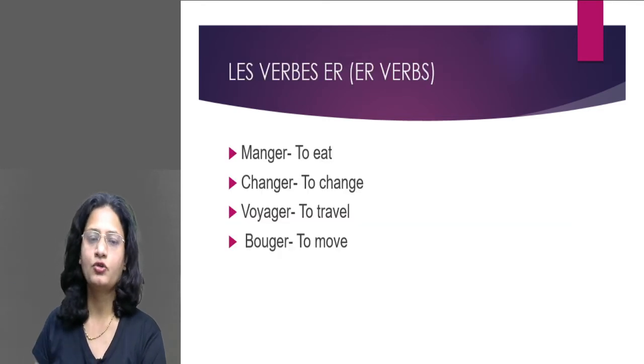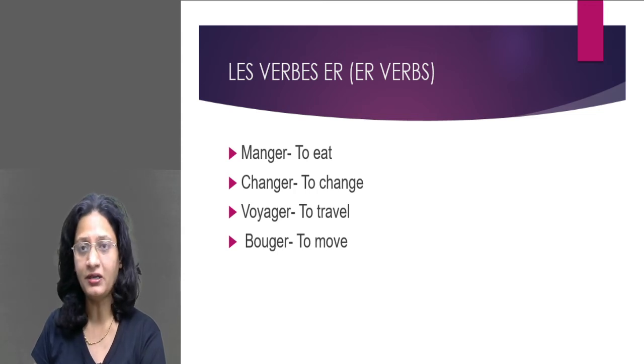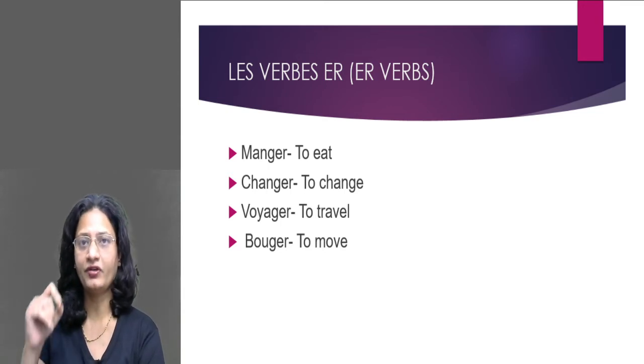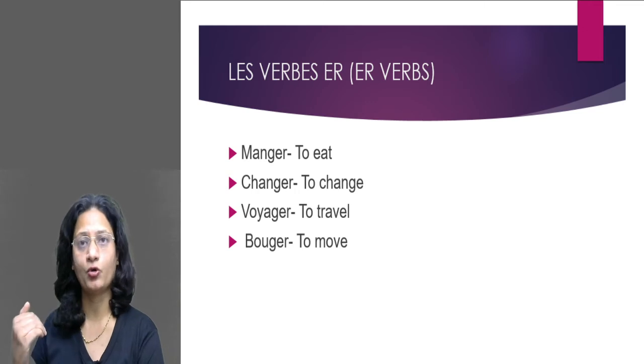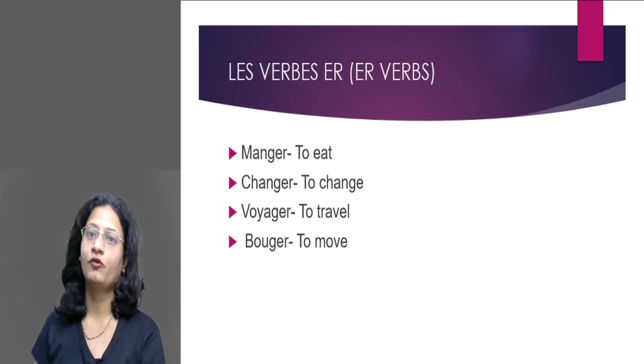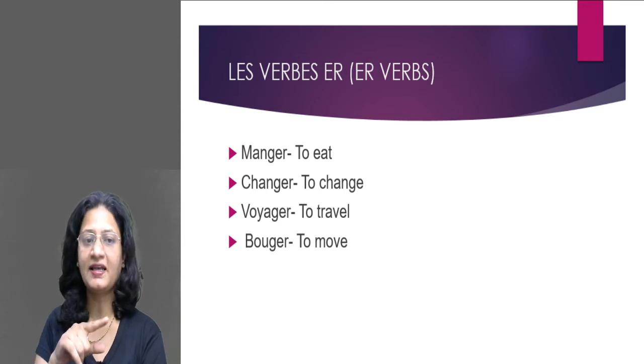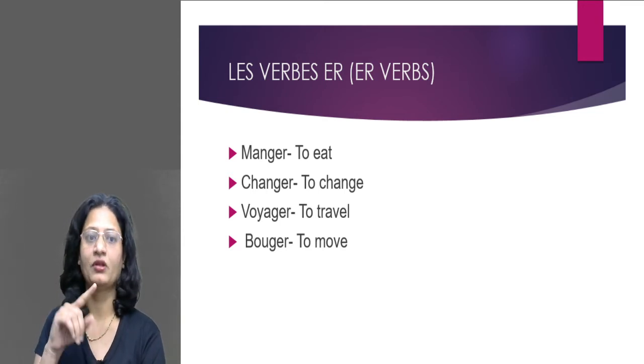Okay, so like manger we have changer, to change, voyager, to travel, bouger, to move. All these verbs have an e in the nous conjugation, like je change, tu changes, il change, elle change, nous changeons. Vous changez, il change, elle change. So these are the verbs which conjugate like manger: manger, changer, voyager, bouger.